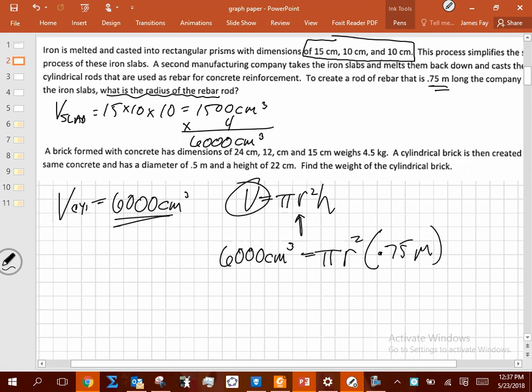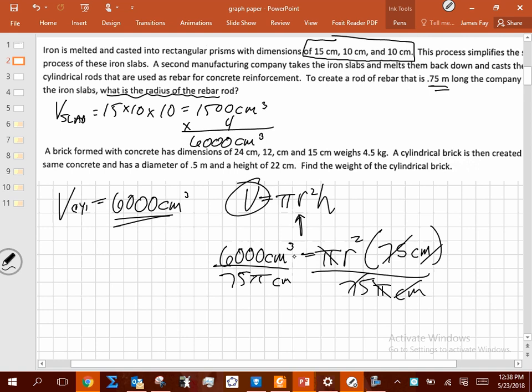Can I leave it as 0.75 meters? No, okay, because this is in centimeters, right? I'm going to do a little bit of algebra here in a moment. I don't want to divide centimeters by meters. I want to write this 0.75 meters as 75 centimeters, right? If I do my work, this is all multiplication, right? That's a number, that's a number. So can I divide both sides by 75 pi centimeters? So the pi's go away. Come over here, divide by 75 pi centimeters.